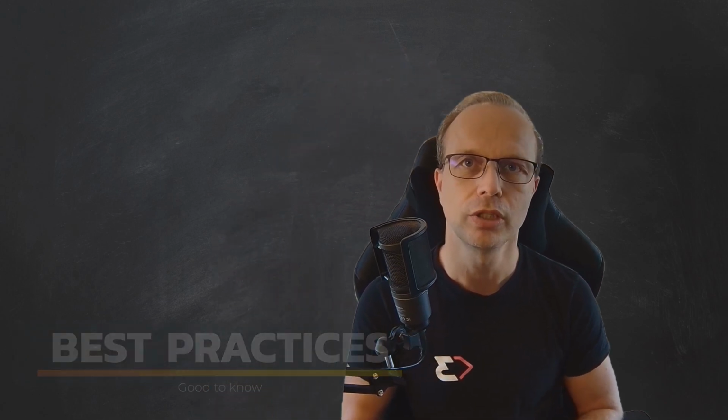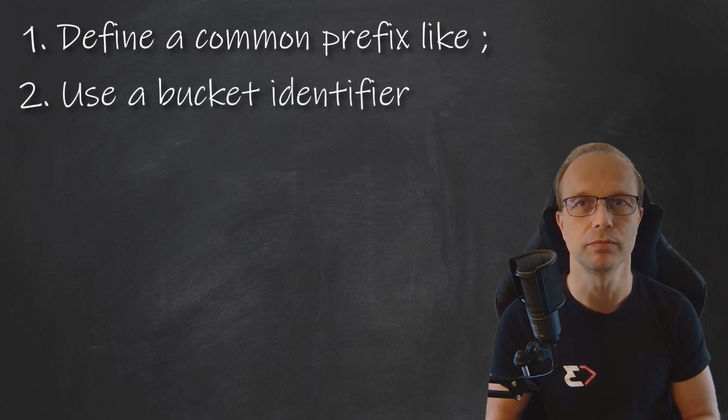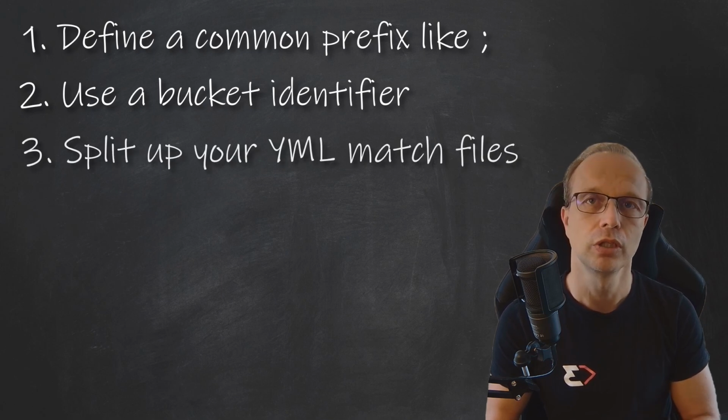Here's a quick summary of best practices when defining your matches. First, define a common identifier. In my case, it's the semicolon. Second, use a bucket identifier, like I'm using S for socials, B for bookings, or hex for color codes. Third, consider splitting up your YAML match files for easy organization and structuring.